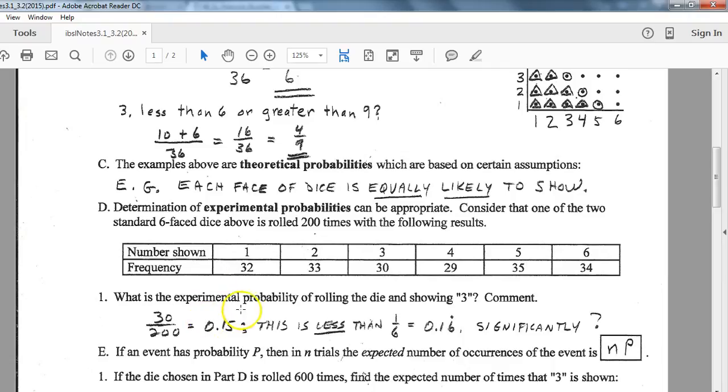So if we ask what's the experimental probability of tossing a die and showing a 3, well, that happened 30 times out of the 200, so this is the experimental probability. Theoretical probability of tossing a 3 is 1 out of 6. And so you can see this is slightly different than the experiment that we conducted.